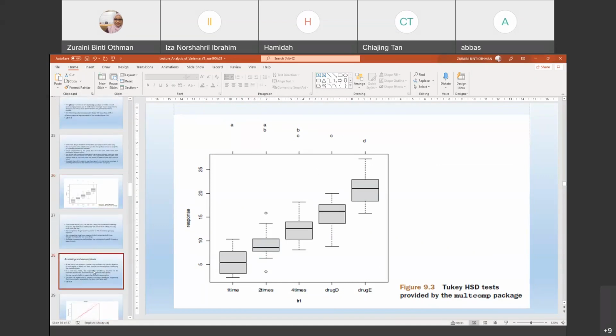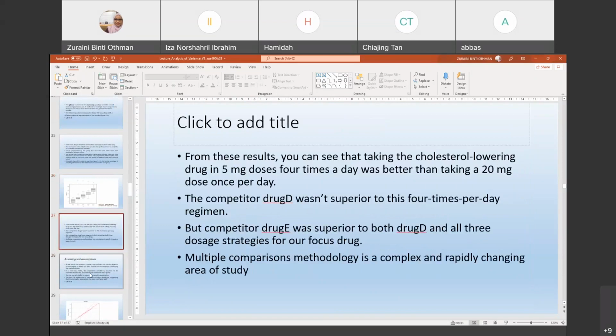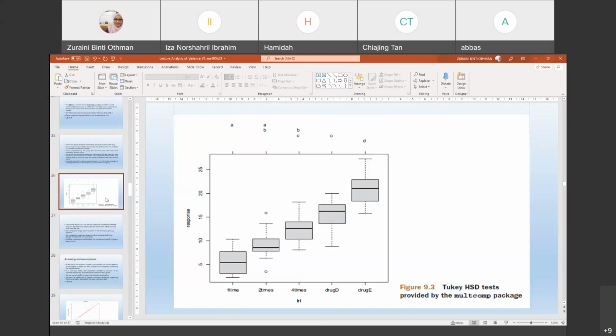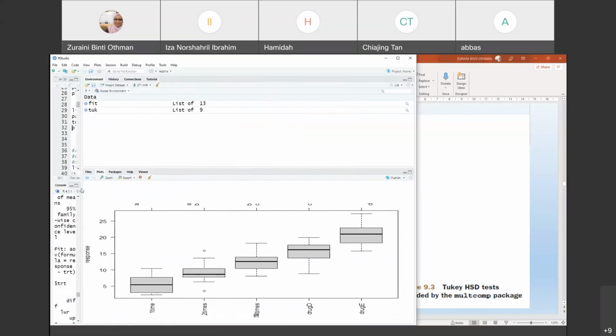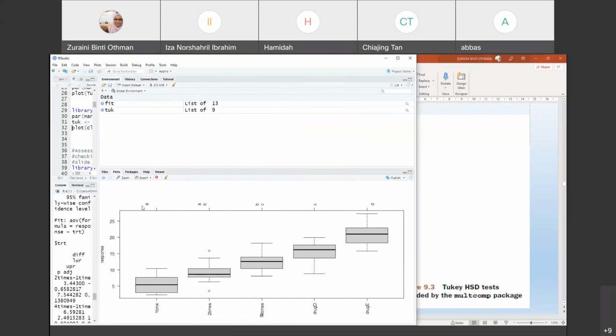Okay, let's do the next. The letters ABCD are printed by R. This is what we plotted just now. It's grouped by R automatically. We do not need to give R this information, so it automatically gives you this grouping.